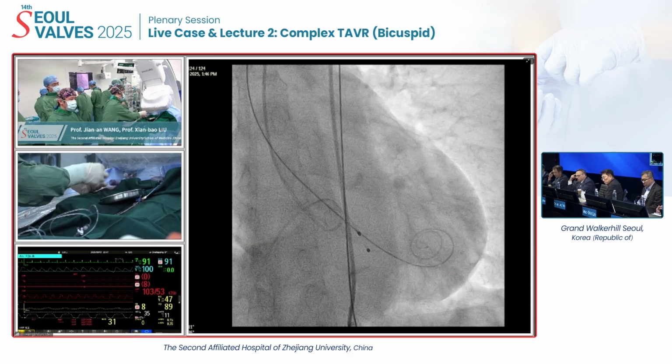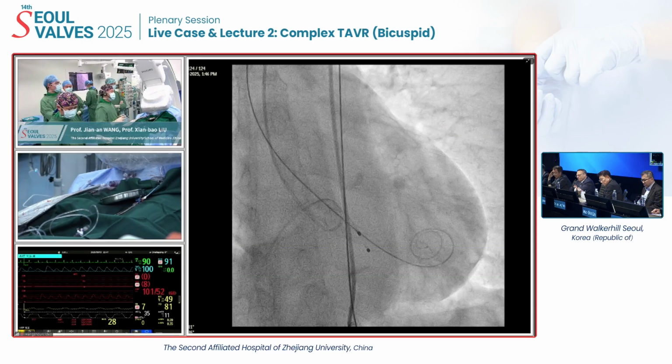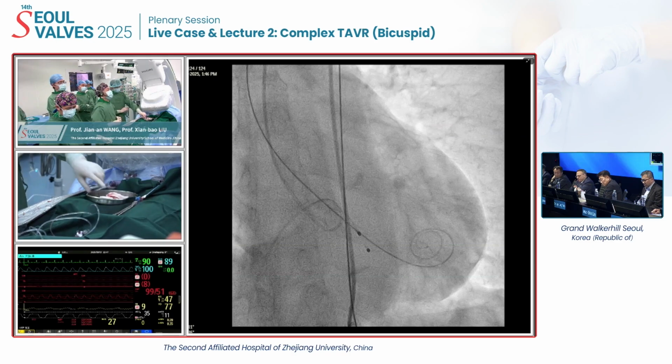So why did you choose the balloon expandable? What made up your mind? So Dr. Liu, could you? Yeah. So there's several points. The first one, because the aortic arch is very narrow, it's very good for the balloon expandable. We can just cross the arch very smoothly.